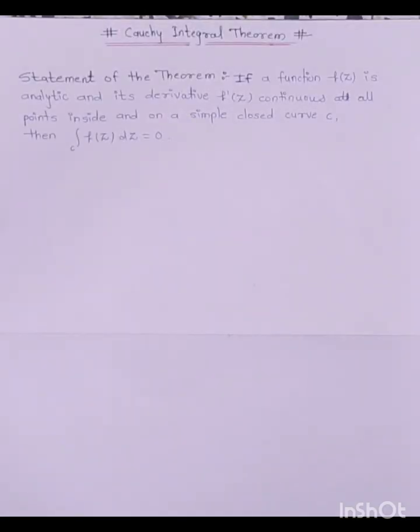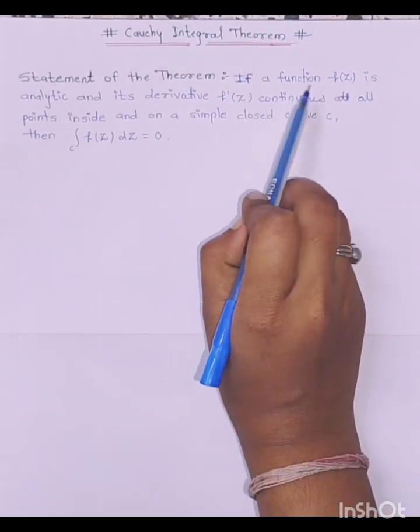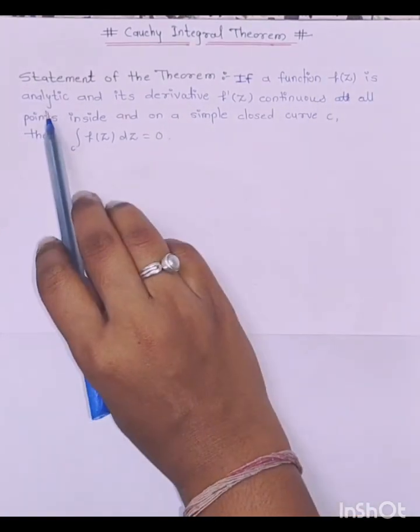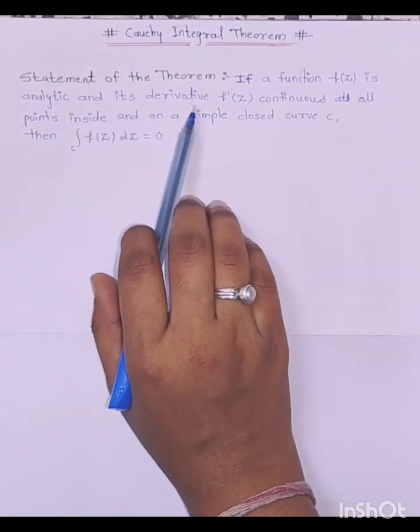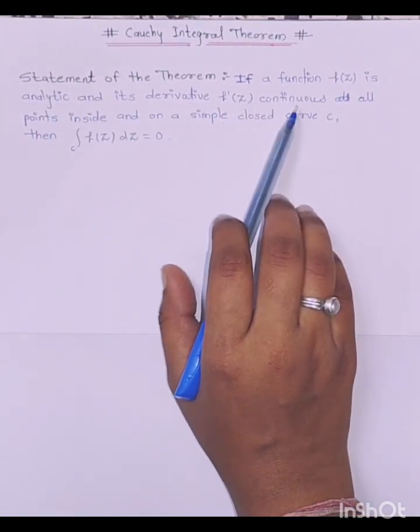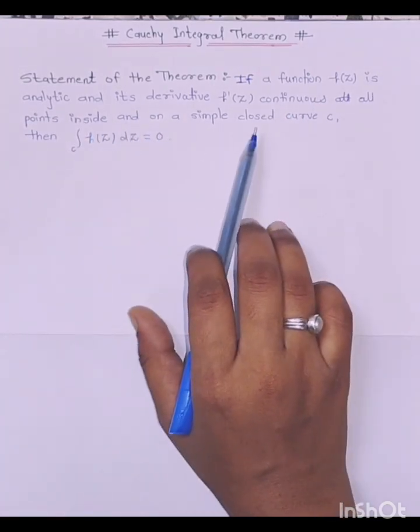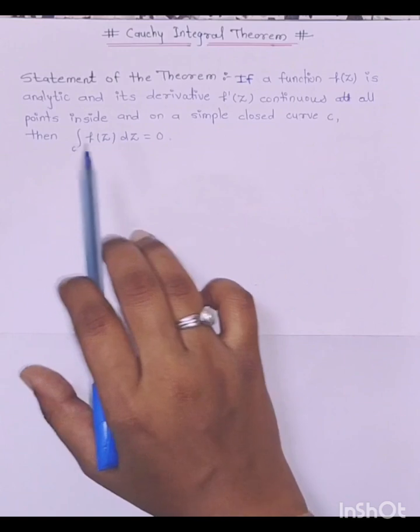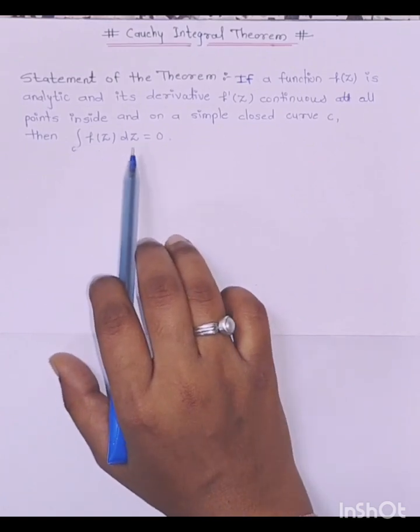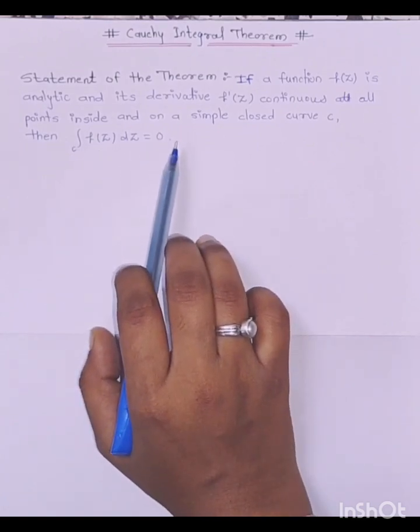So let's start. Firstly, the statement of the theorem, that is, if a function f of z is analytic and its derivative f dash of z is continuous at all points inside and on a simple closed curve C, then integration of f of z dz is equal to 0.